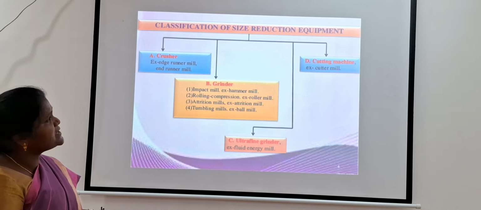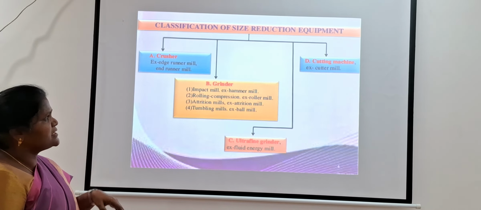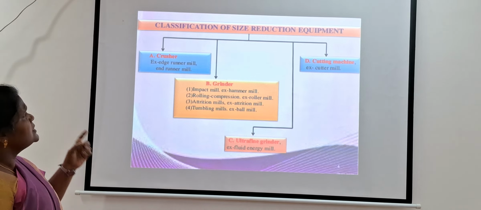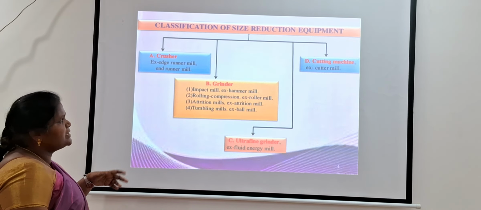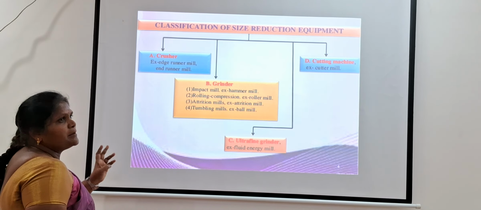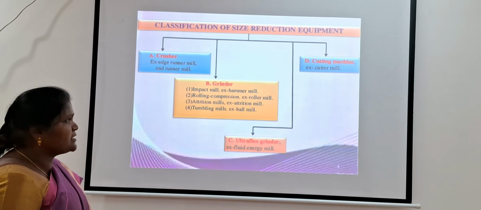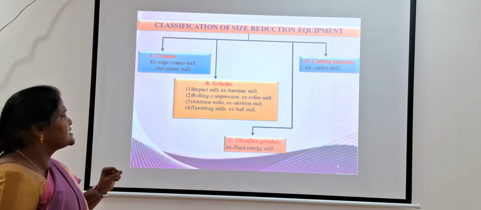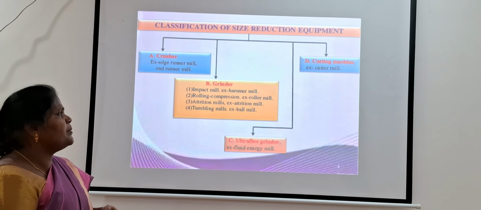Next one is the classification of size reduction equipment. There are four types of equipment used in size reduction. The first one is the crusher. Crusher examples are the edge runner mill and end runner mill. The second one is the grinder, which is again divided into four types. One is the impact mill, for example the hammer mill. Second is rolling compression, for example the roller mill. Third is the attrition mill. And then the tumbling mill, for example the ball mill.